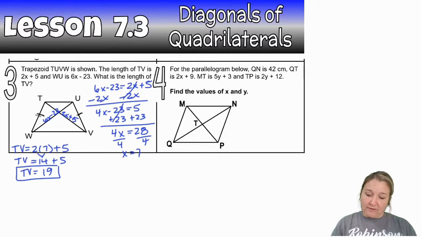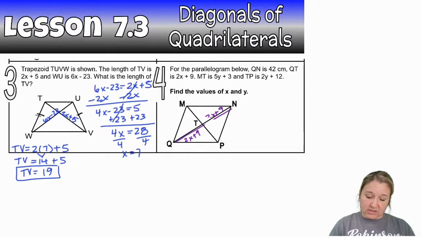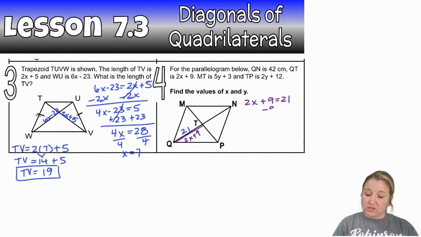So we're going to have QN, so this whole piece is 42, and we know that part of it is 2x plus 9. Well, I can either have 2x plus 9 plus 2x plus 9, since I know that those two pieces are equal, or I can cut 42 in half and make that just this little piece here. So if I cut 42 in half, that's going to be equal to 21. So then I would have 2x plus 9 is equal to 21. And then just solve from here.